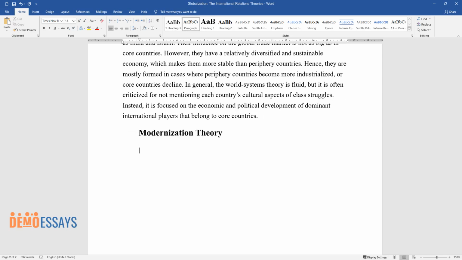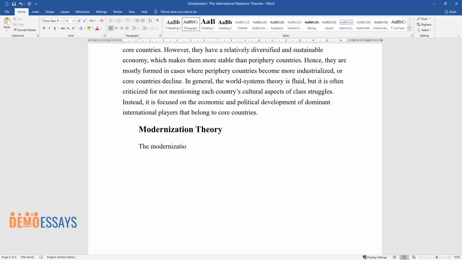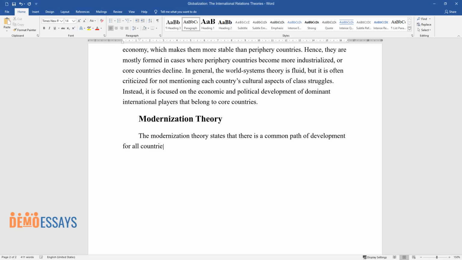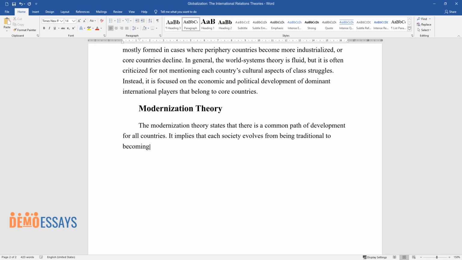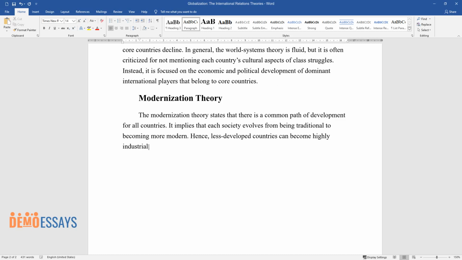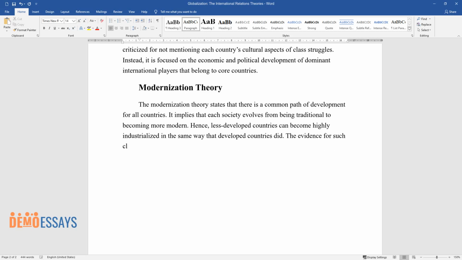Modernization theory. The modernization theory states that there is a common path of development for all countries. It implies that each society evolves from being traditional to becoming more modern. Hence, less developed countries can become highly industrialized in the same way that developed countries did. The evidence for such claims is found in the internal social dynamics that are imposed by technological advancements.